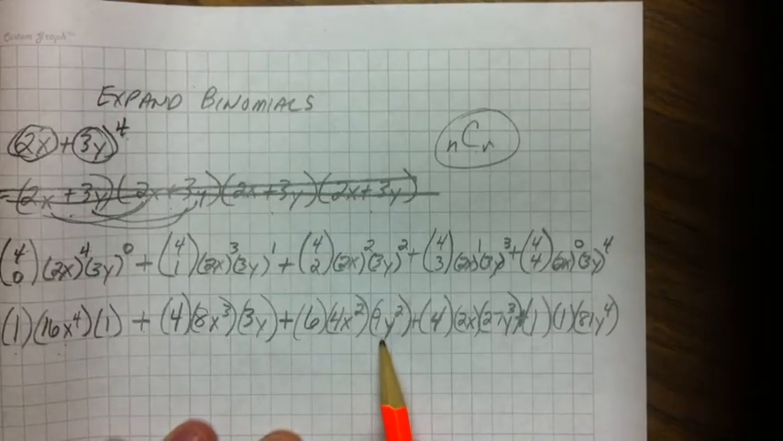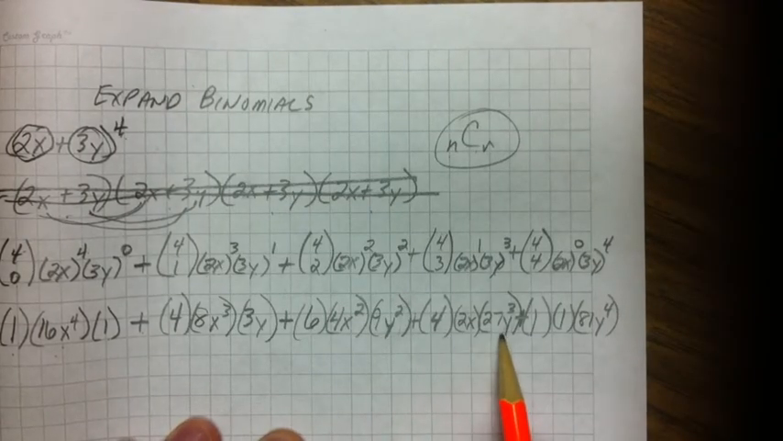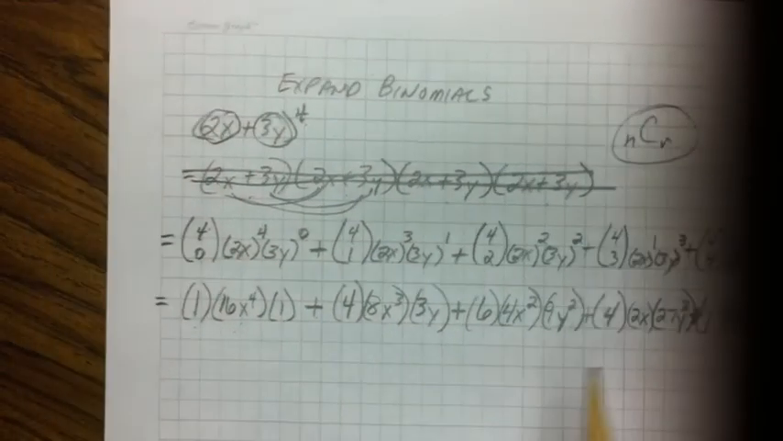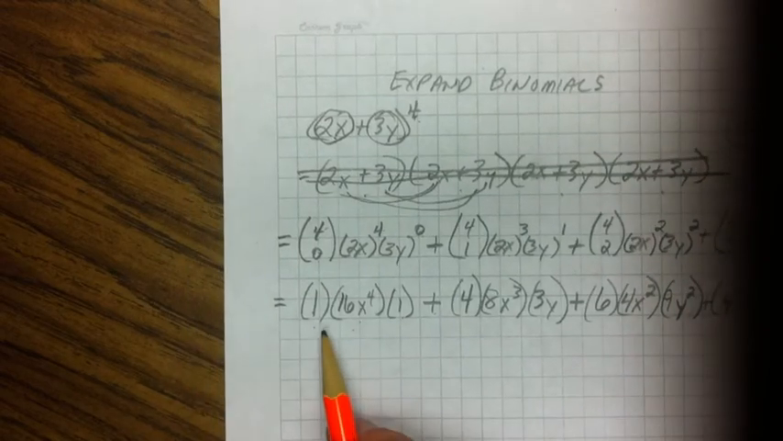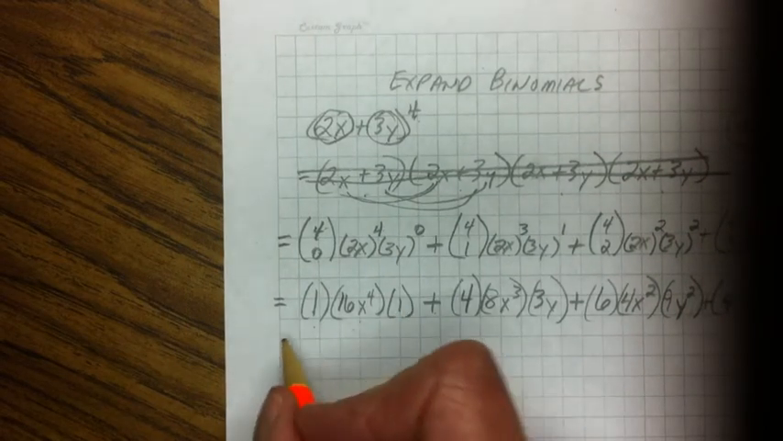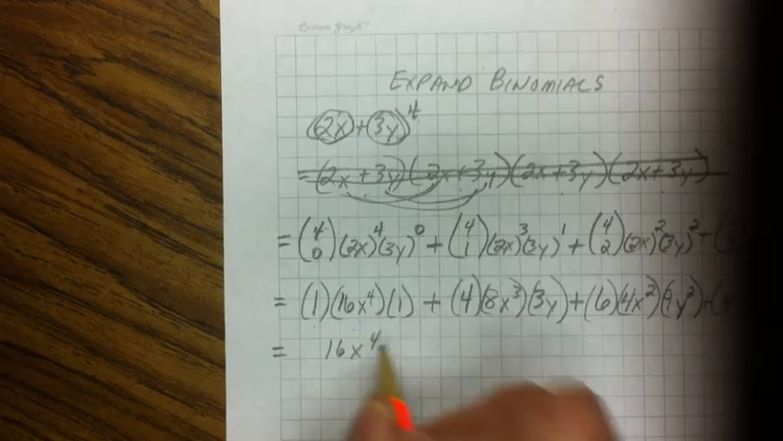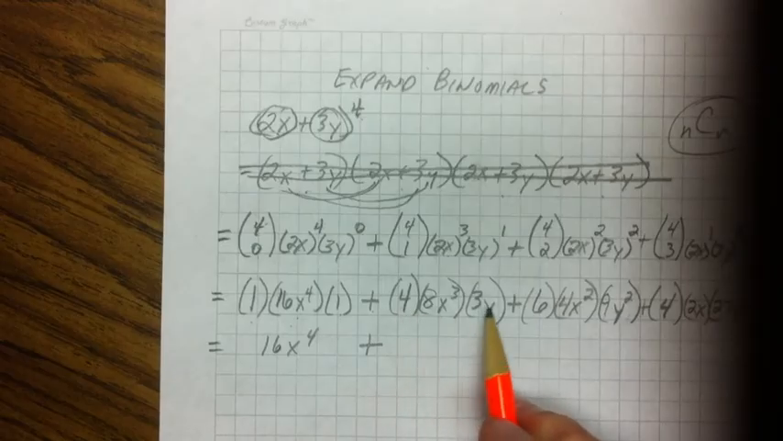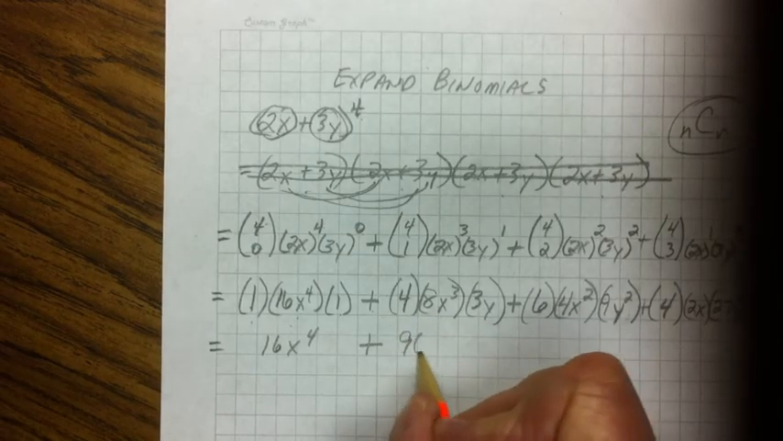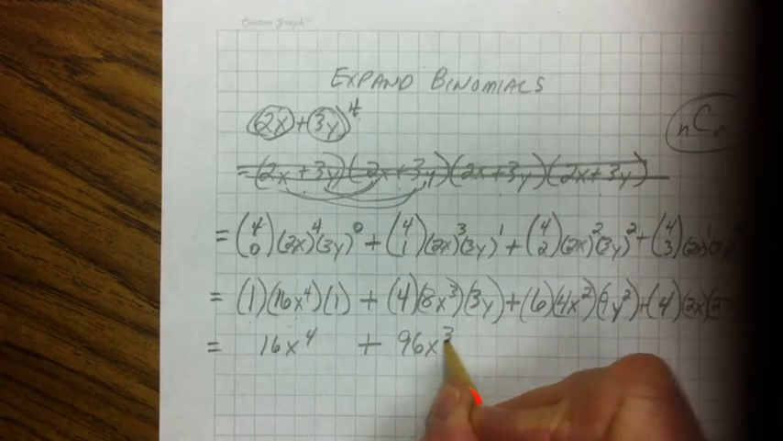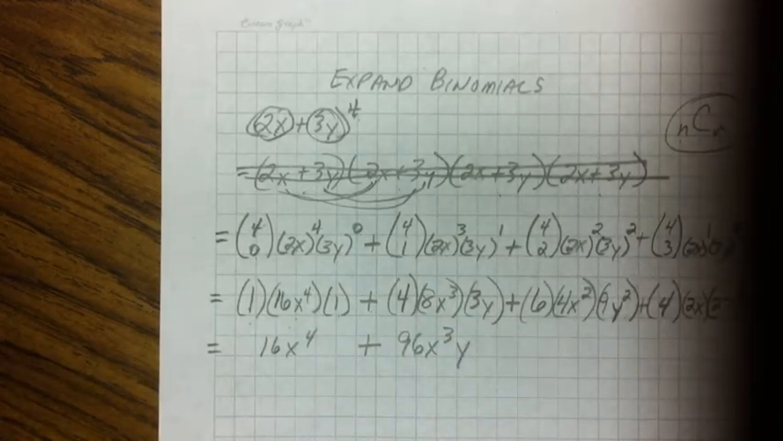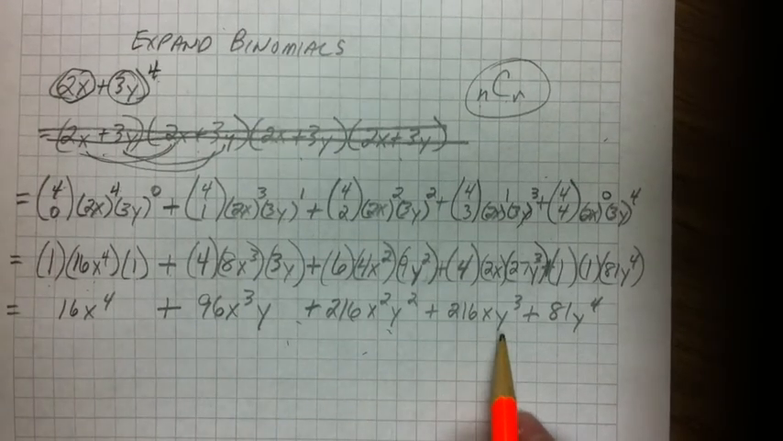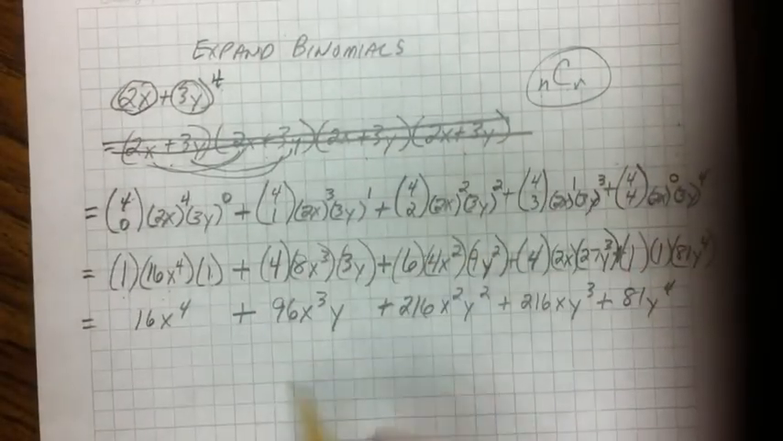6 times 4x squared times 9y squared plus 4 times 2x times 27y cubed plus 1 times 1 times 81y to the fourth. Okay, the last thing we have to do is just multiply these terms together. So this is 1 times 16x to the fourth times 1. That's just 16x to the fourth. That's my first term. Plus, do the multiplication here. 4 times 3 is 12, times 8 is 96, and then we have an x cubed, and we have a y, and we continue. And the rest of it is 216x squared y squared plus 216xy cubed plus 81y to the fourth. And there we've done it.